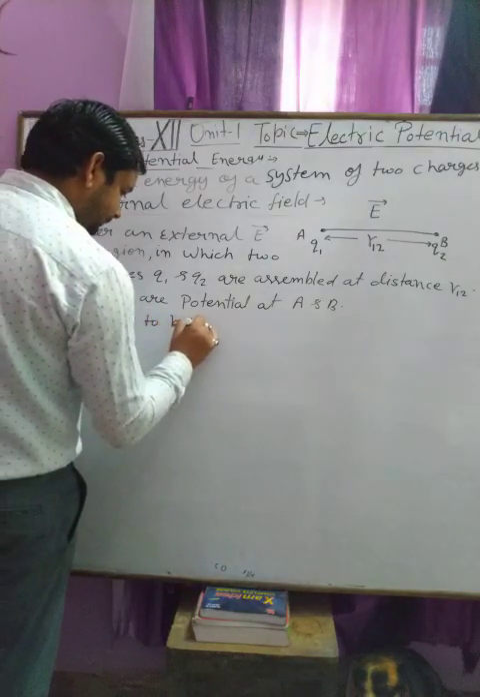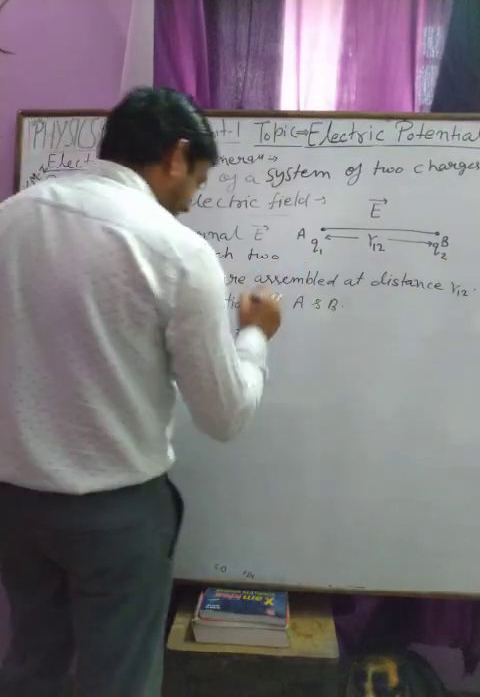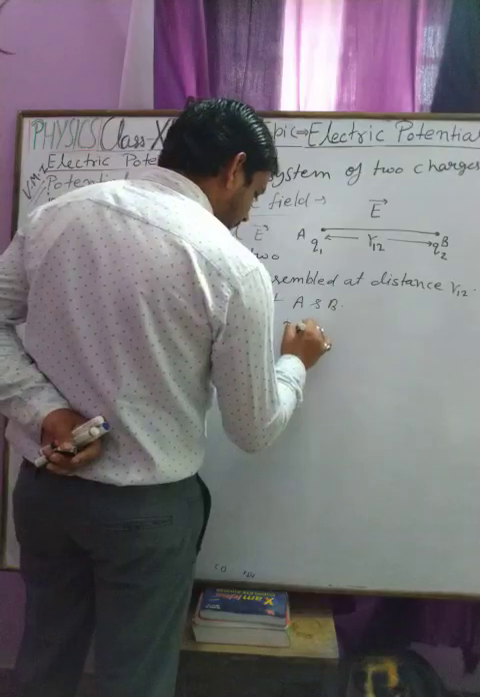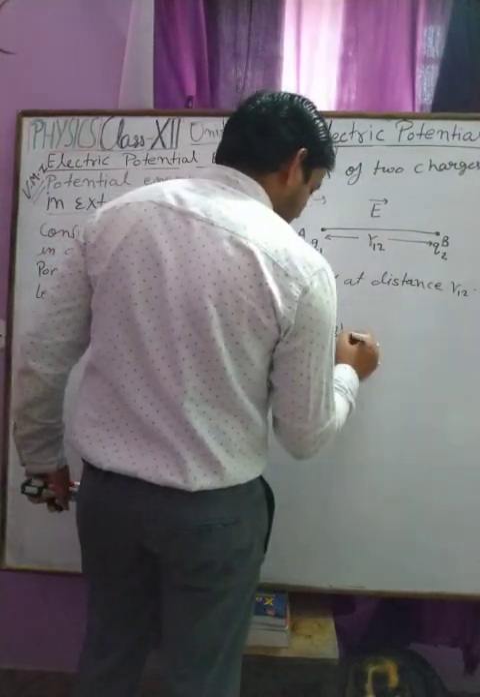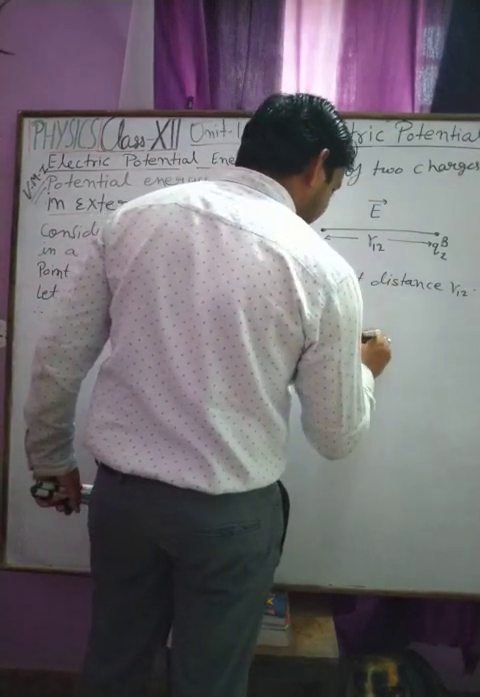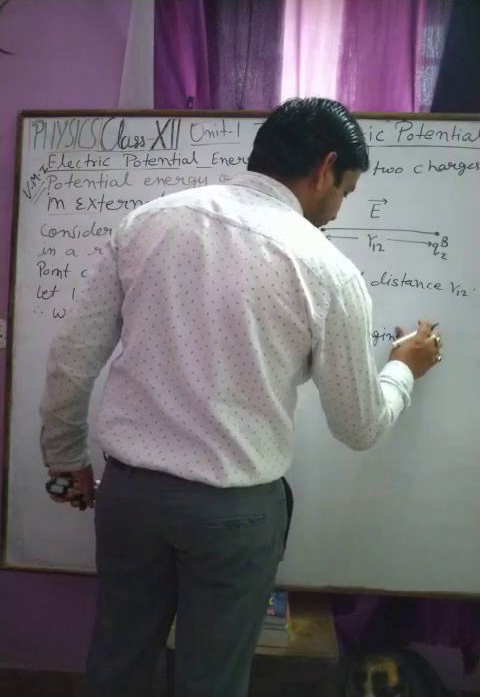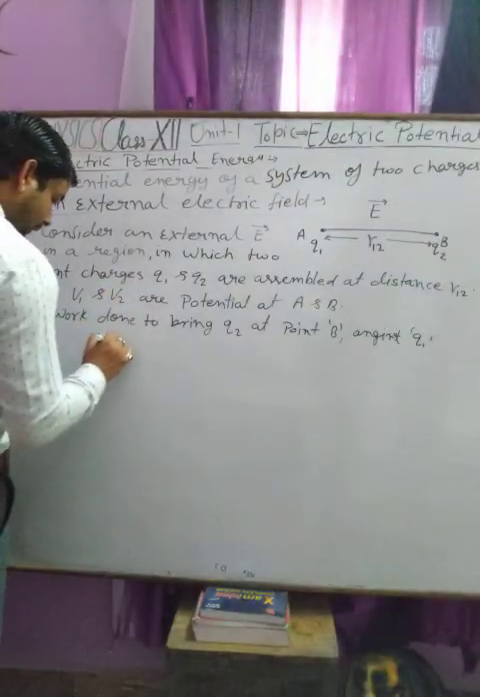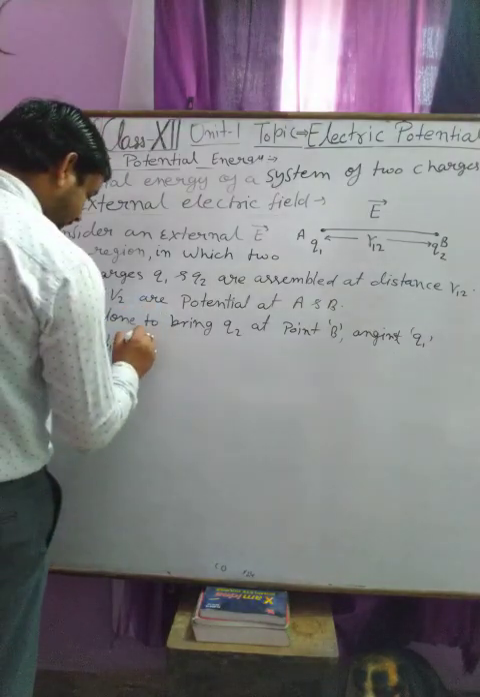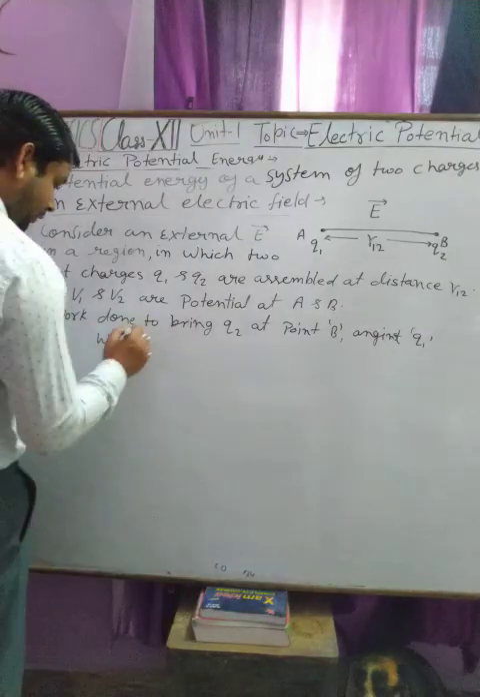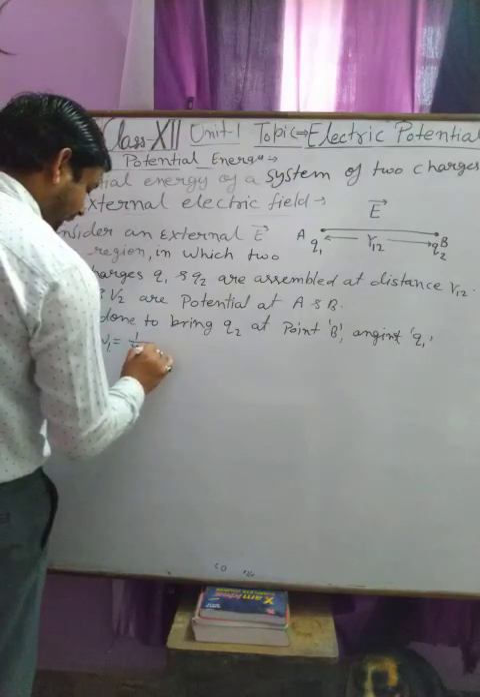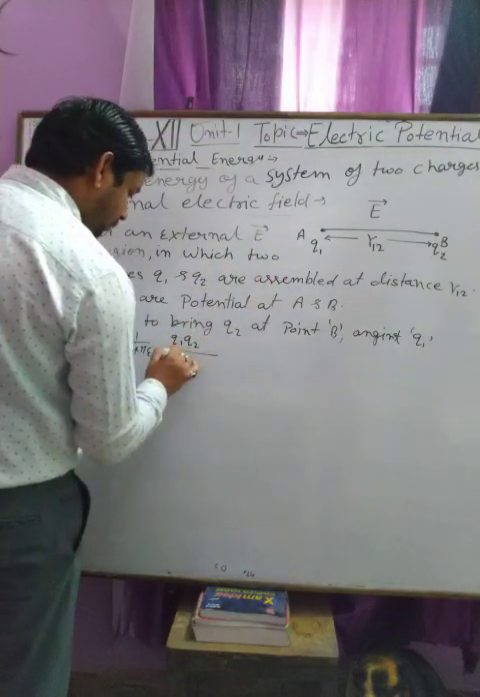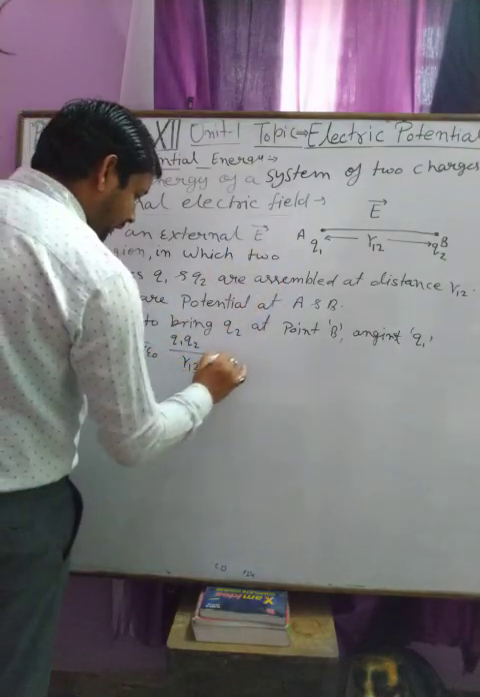to bring Q2 at point B against Q1 is W21, which is 1 upon 4 pi epsilon naught Q1 Q2 upon R12. This is equation first.